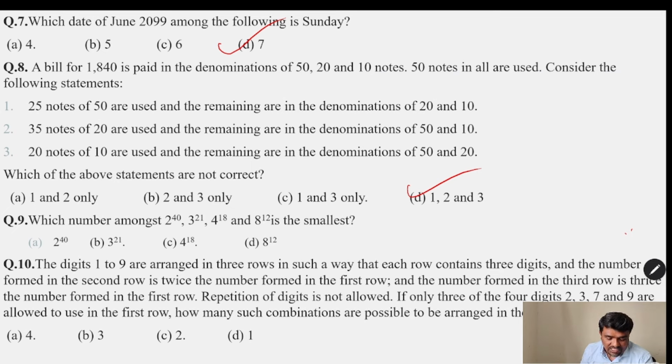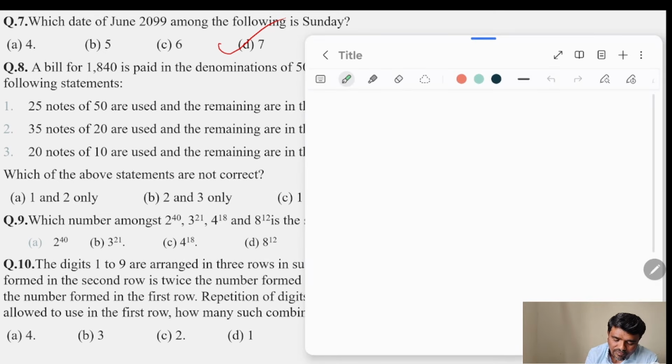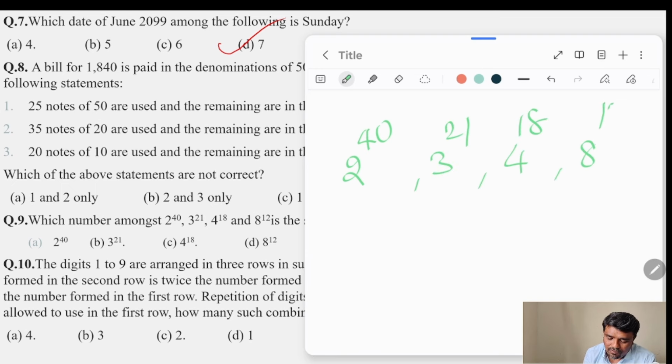Question number 9. Once again, number system. It is related to indices and the comparison. Which is smallest? 2 power of 40, 3 power of 21, 4 power of 18, 8 power of 12, which is the smallest? Very tricky question. I'll show you how to do. 2 power of 40, 3 power of 21, 4 power of 18, and 8 power of 12.